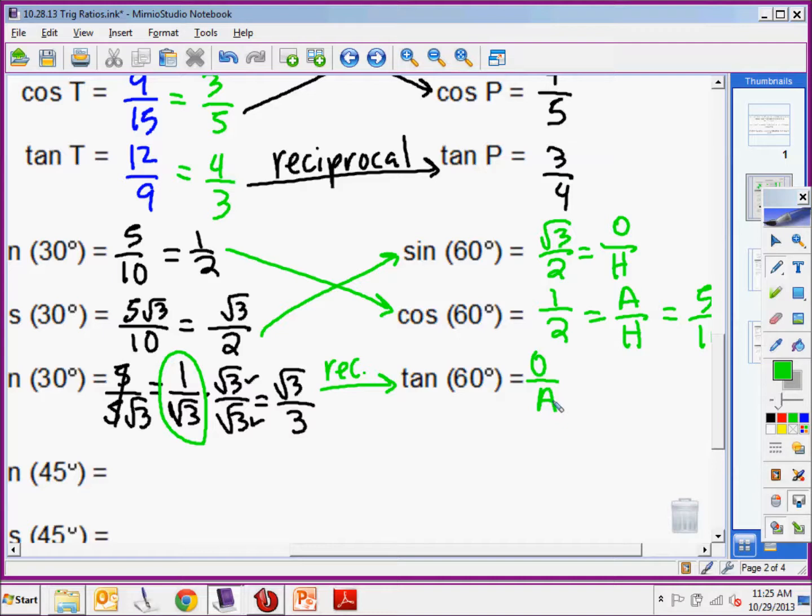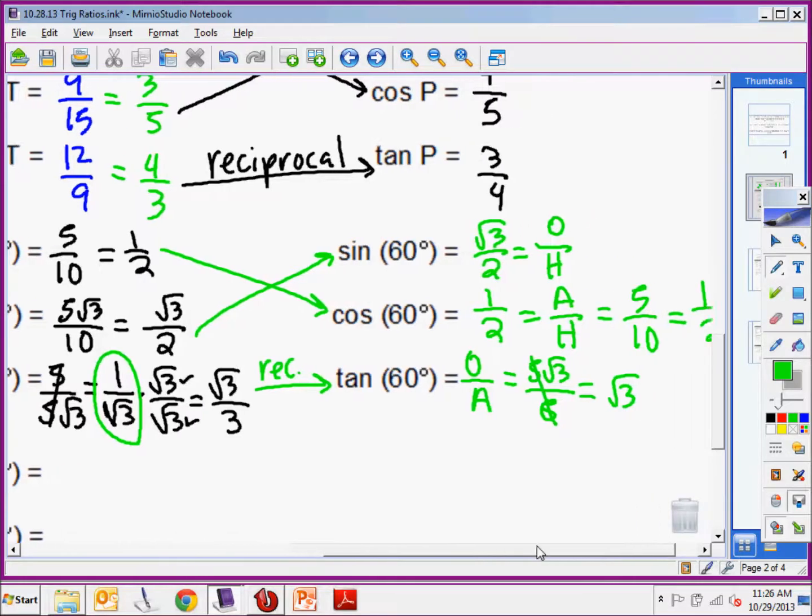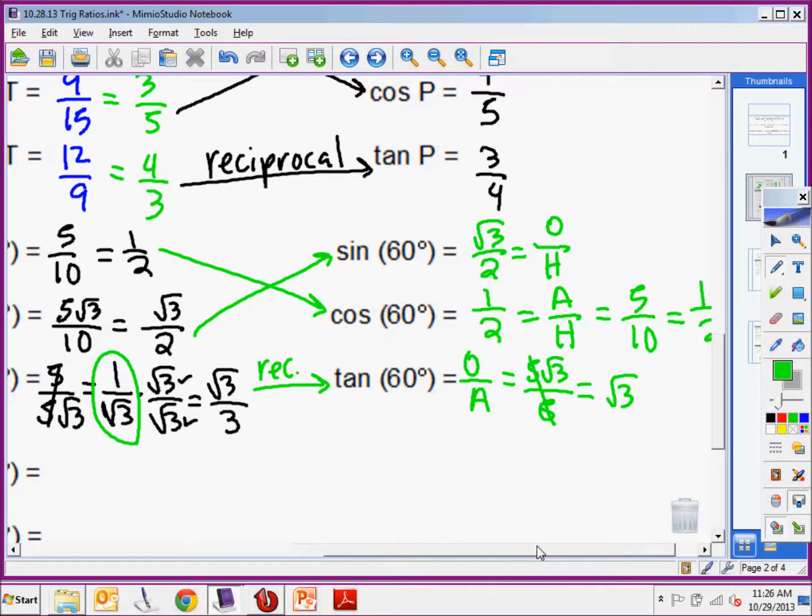What is the opposite side of 60? 5 square root of 3. What side is adjacent to 60? 5. And when I simplify, I'm just left with square root of 3. So if you cannot remember the reciprocal rule, SOH CAH TOA will never fail you.